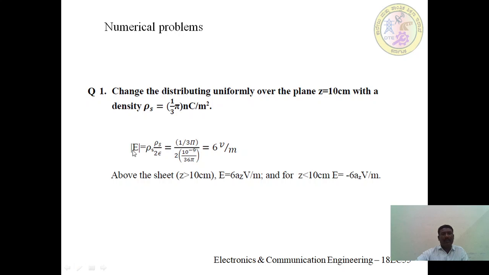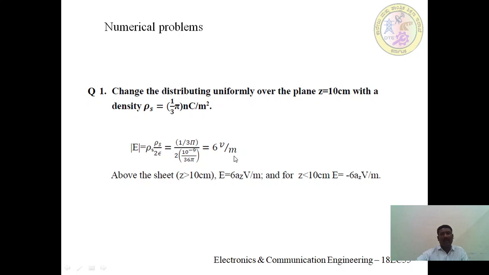See that the equation for the sheet of charge is nothing but E is equal to rho s divided by 2 epsilon naught. Substitute the value. Given value is 1 by 3 pi, divided by 2 into the value of epsilon naught, which is 10 to the power of minus 9 divided by 36 pi. Finally, you can get the value as 6 volts per meter.